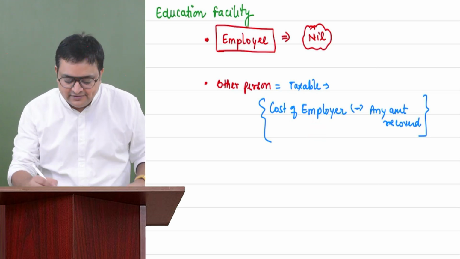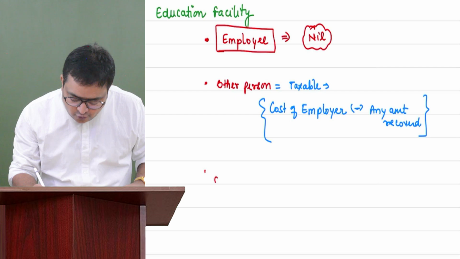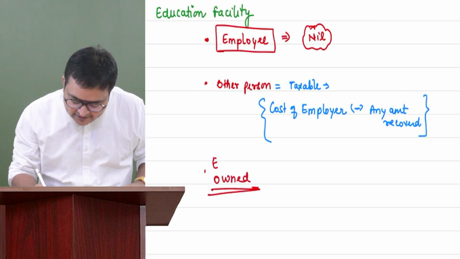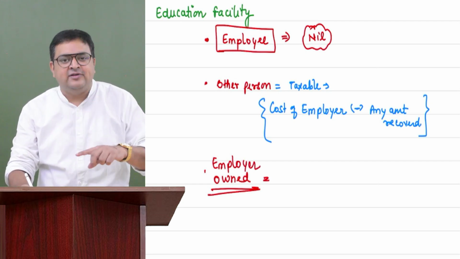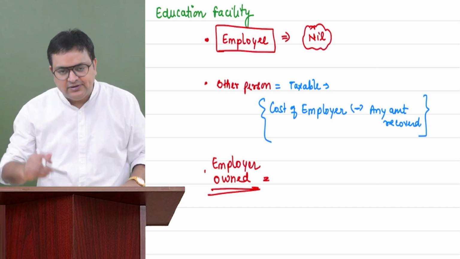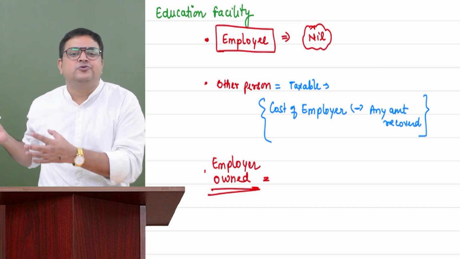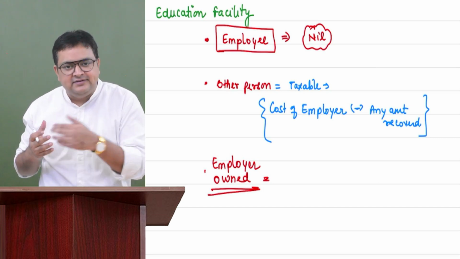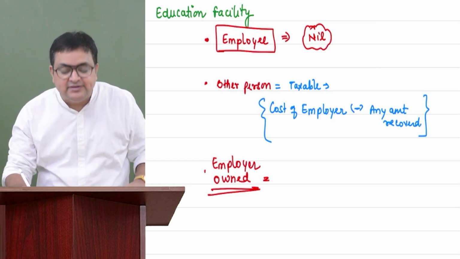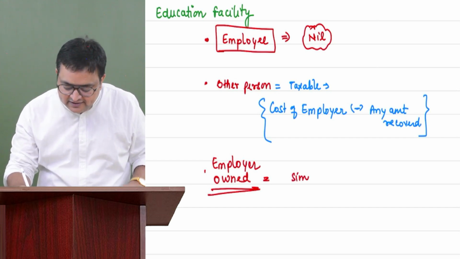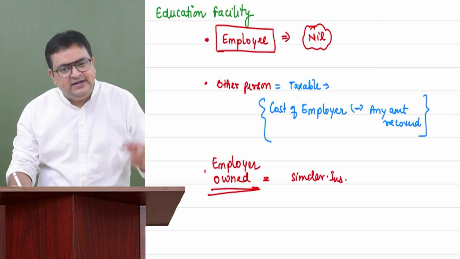So in that case, sir, should we take the value as nil? No. In that case, if this institution is owned by the employer, this is an employer-owned institution. Are you all getting this? Then instead of the cost to the employer, we will take what similar institutes charge in the same locality, in the same city. What is the fees of a similar institution? In that case, you can take the similar institution's value as the deemed cost of the employer.